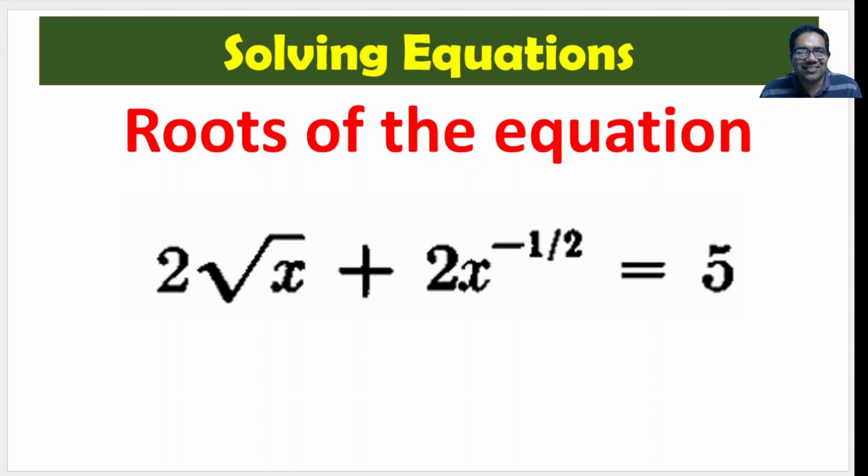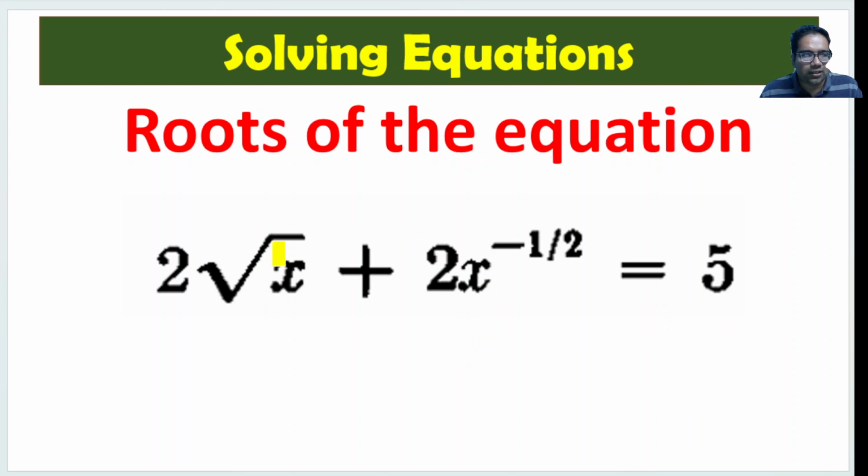Hi friends, here is a nice equation. 2 root x plus 2x power minus half equals 5. What is x power minus half? It becomes 1 by x power half, which means 1 by root x. Basically 2 root x plus 2 by root x equals 5.